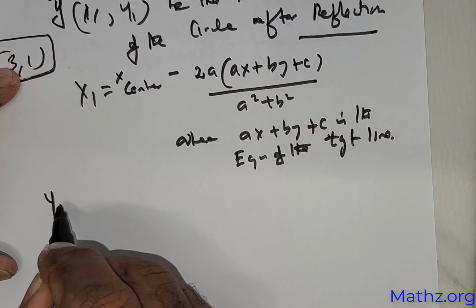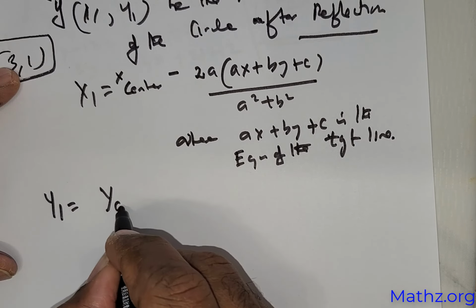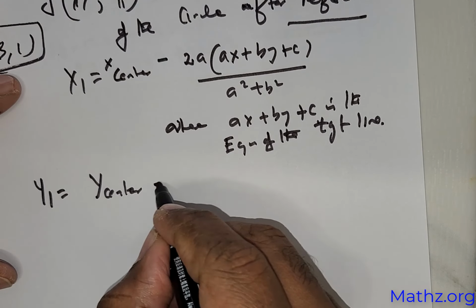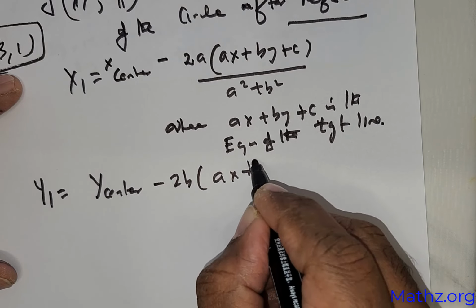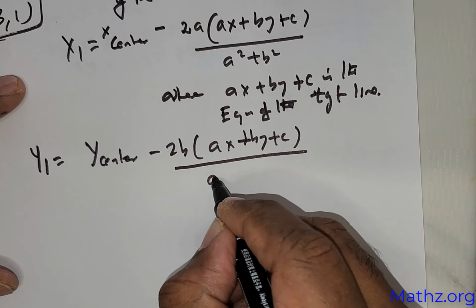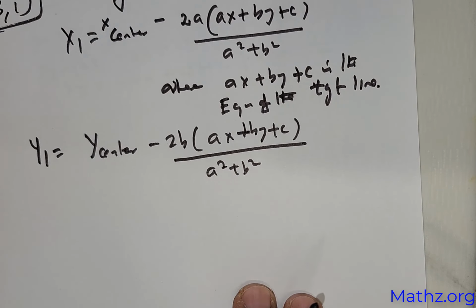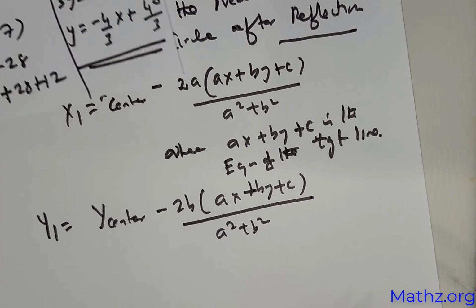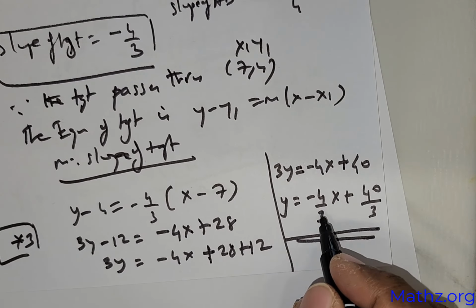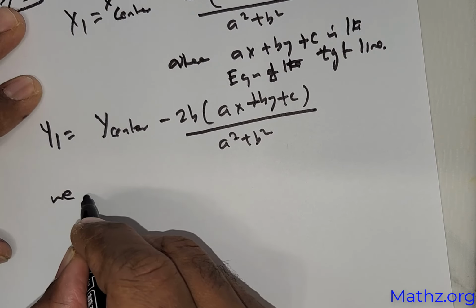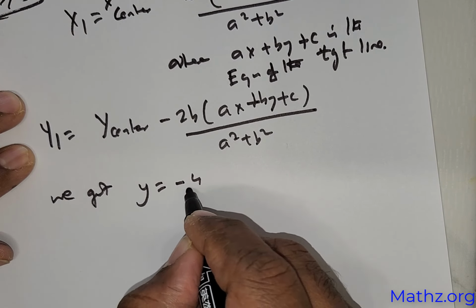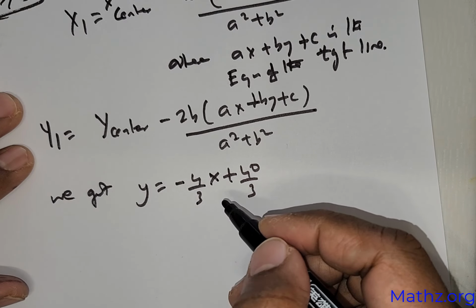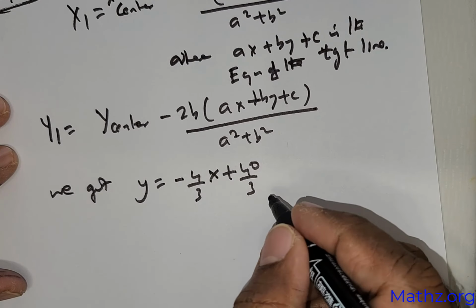Similarly, y1 is equal to y center, that means the second component, followed by negative 2 times b of (ax + by + c) divided by a squared + b squared. Now let me show you the equation of the tangent line. We got y = -4/3 x + 40/3. This is the equation that we've got.